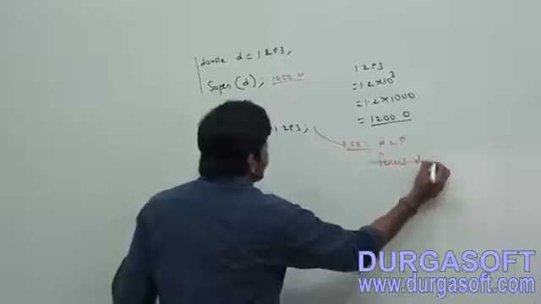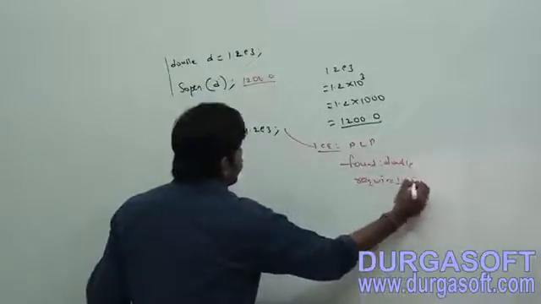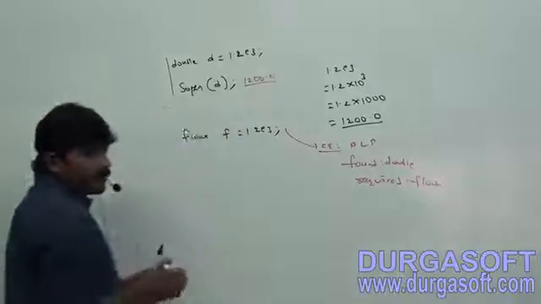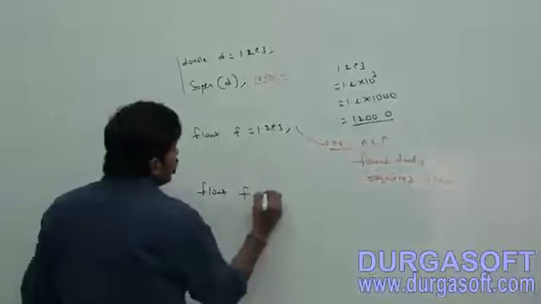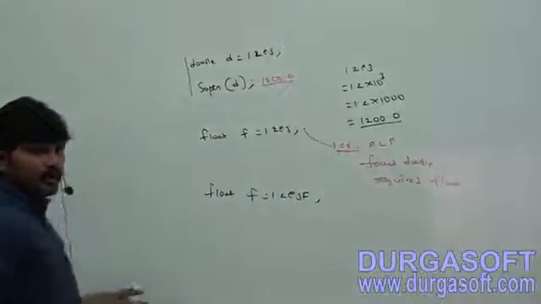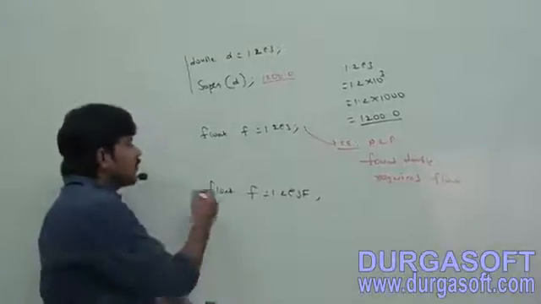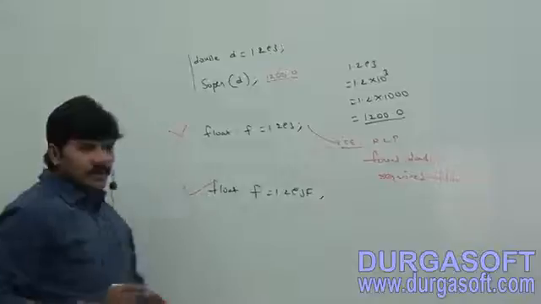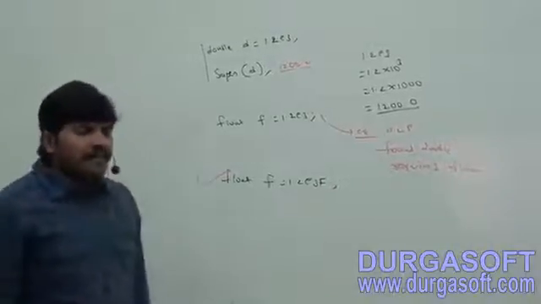Found double, but required is float. Next, float f is equal to 1.2 E3 F. Is it valid or invalid? This one is perfectly valid, right? I hope it is clear.